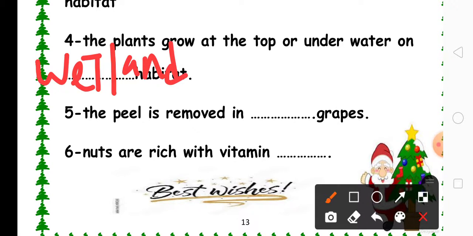Number 5, the peel is removed in... yes, we said we have fresh grapes and processed grapes. Fresh grapes have natural sugar, but the processed grapes have extra sugar. The fresh grapes' peel has a lot of nutrients, but the peel in the processed grapes is removed, so lots of nutrients are lost. But fresh grapes and processed grapes both contain water, so the peel is removed in, yes, processed grapes.